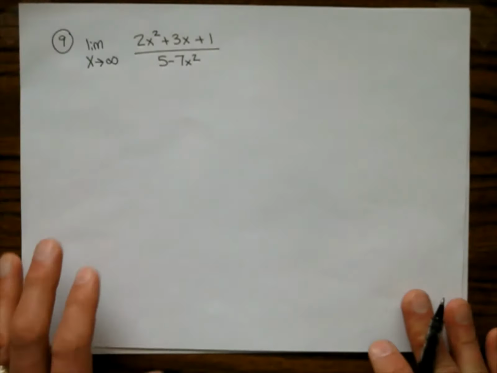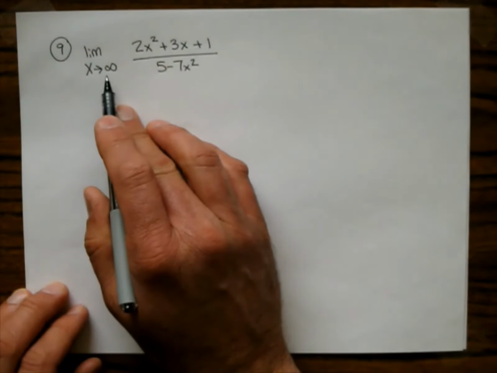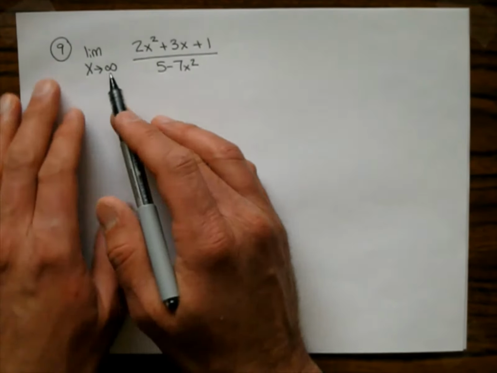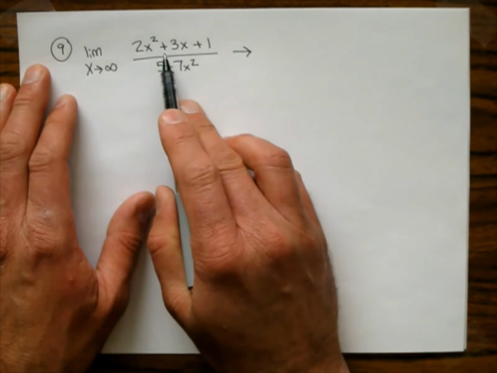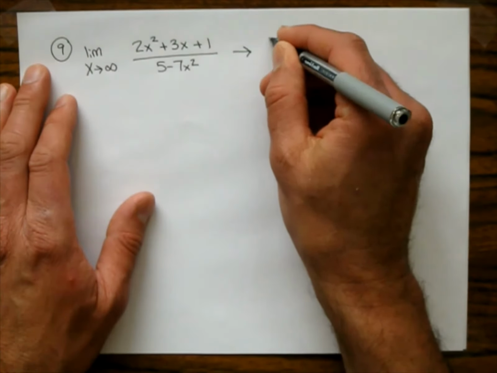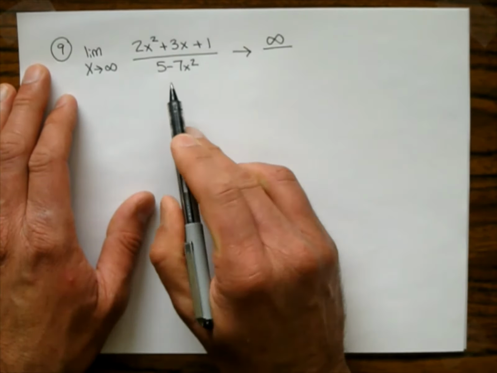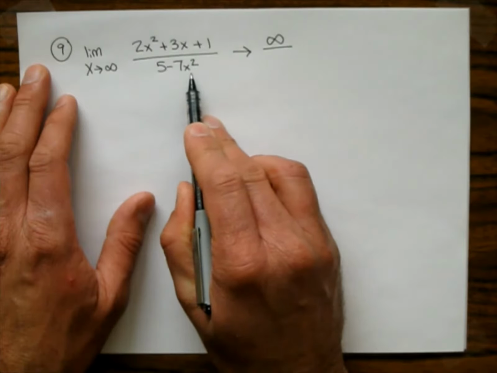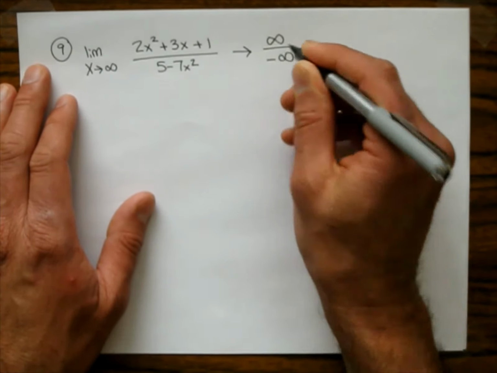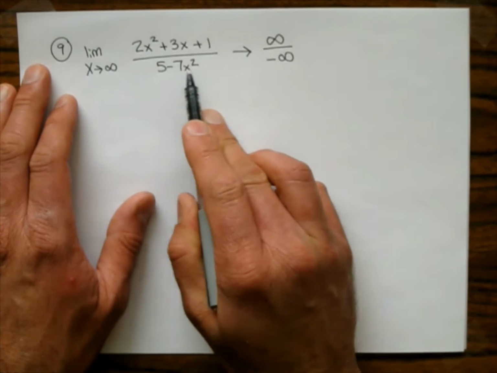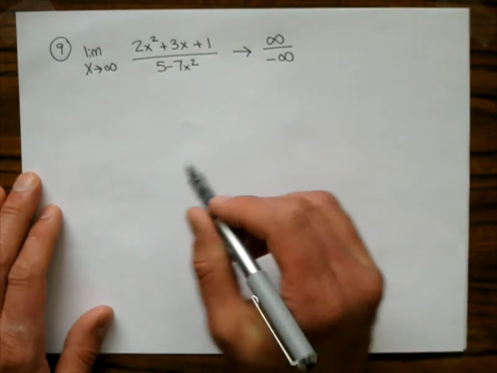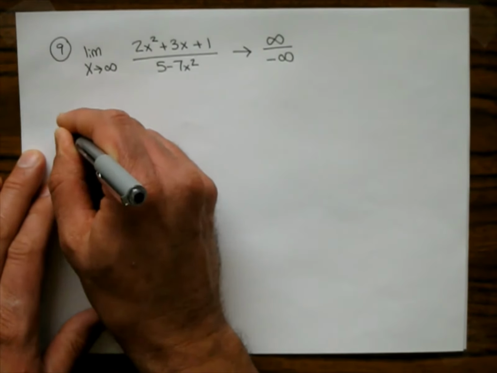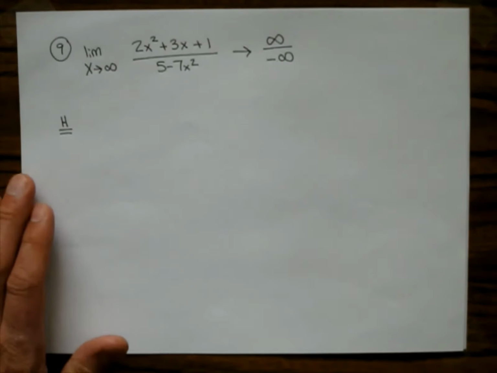We are going to do problem number 9, where now we have the limit as x approaches infinity. And notice what we have on this one. On the top, we have 2 times infinity squared plus 3 times infinity plus 1. That's going to infinity. And the bottom we have 5 minus 7 times infinity squared. That's going to negative infinity. Why? Because you have that negative there. But in any case, even if it was going to positive infinity on the bottom and positive infinity on the top, this is a time when we have to do L'Hopital's rule.